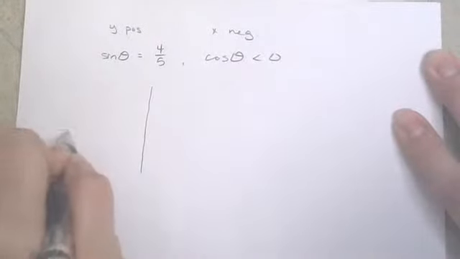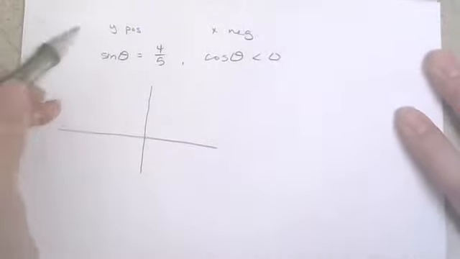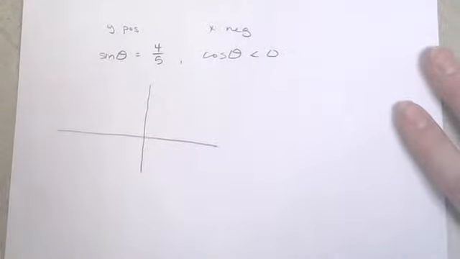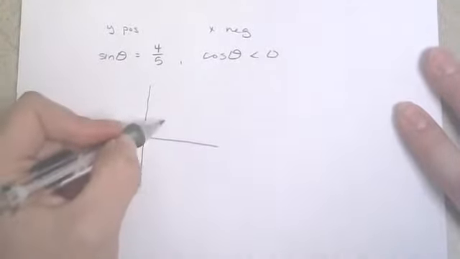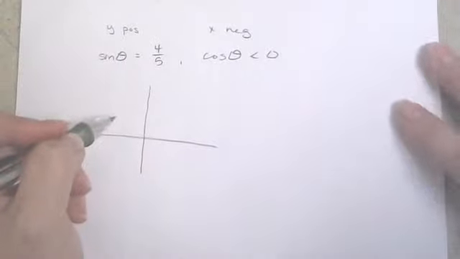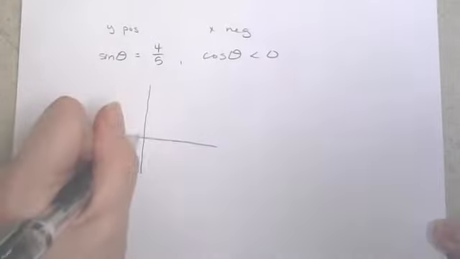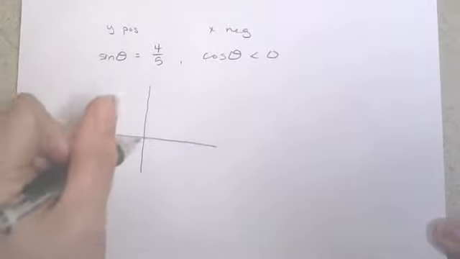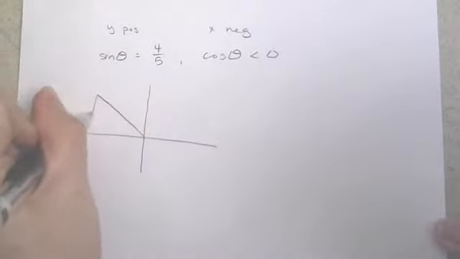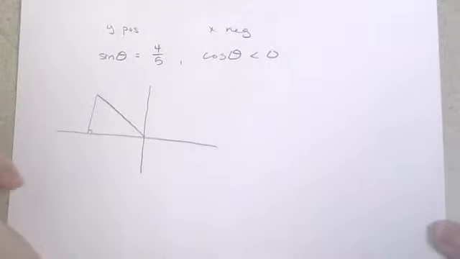So when we draw our triangle, we know that the y value is positive, so that means we need to be either in quadrant 1 or quadrant 2. But the x value is negative, so we must be in quadrant 2. In quadrant 2, the x's are negative and the y's are positive. Okay, so I'll draw my triangle in quadrant 2.